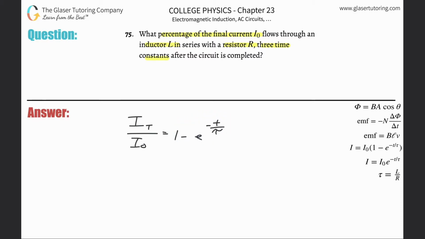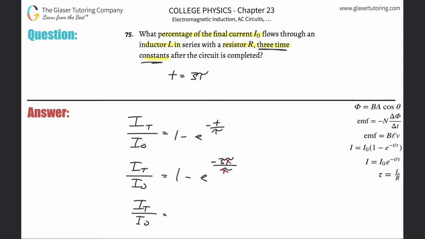The thing they tell us now is that the elapsed amount of time is 3 time constants. In other words, t will equal 3 tau. So we can plug that into the formula. It's going to be 1 minus e to the negative 3 tau over tau. What happens to the taus? We'll see you later, tau. And the exponent reduces down to e to the negative 3. So this is now going to be 1 minus e to the negative 3.